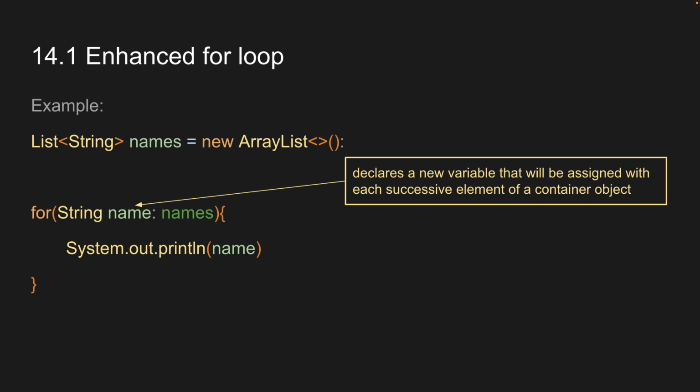So, classic example. You'll notice here that we are declaring a new variable that will be assigned with each successive element of the contained object. So every time it iterates, it is creating a new variable on the fly called name, and it's assigning whatever is at the next iteration to that value, and then we're just printing it out. Okay? Any questions so far with what the enhanced for loop is doing?